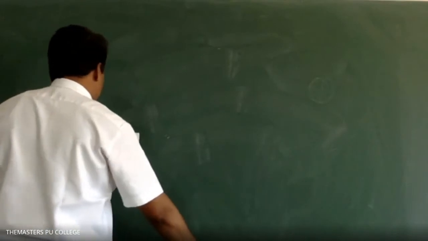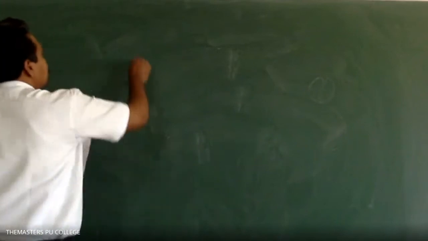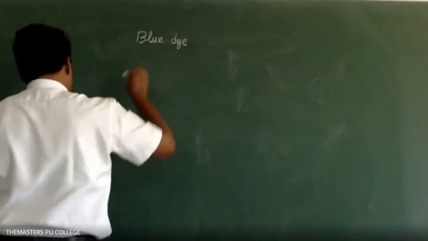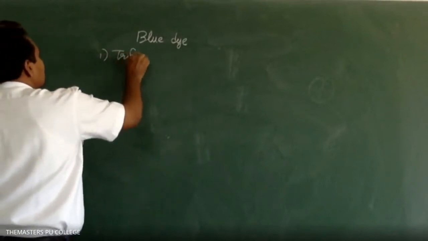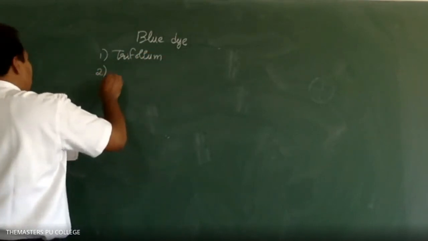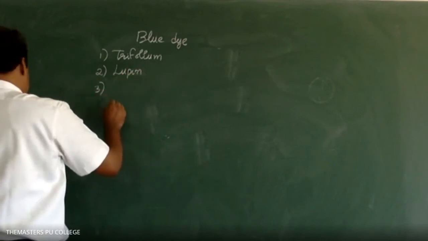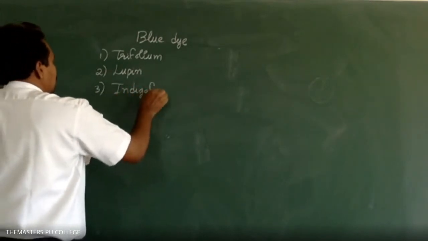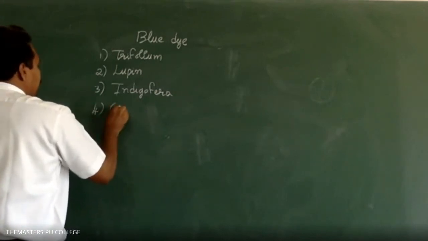Next, which of the following plants is used to extract the blue dye? Option 1 is trifolium. Option 2 is lupin. Option 3 is indigofera. Option 4 is cassia. Sir, what is the answer?